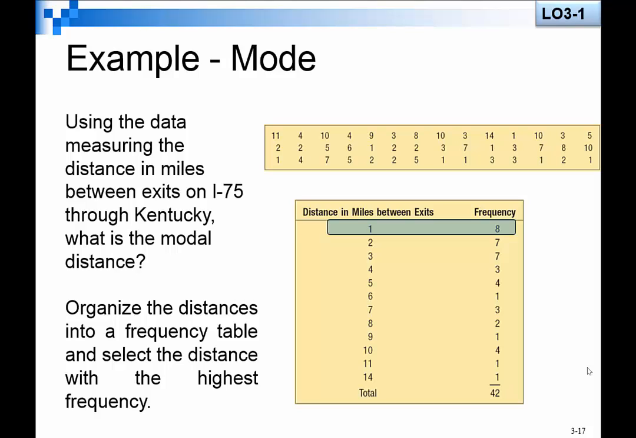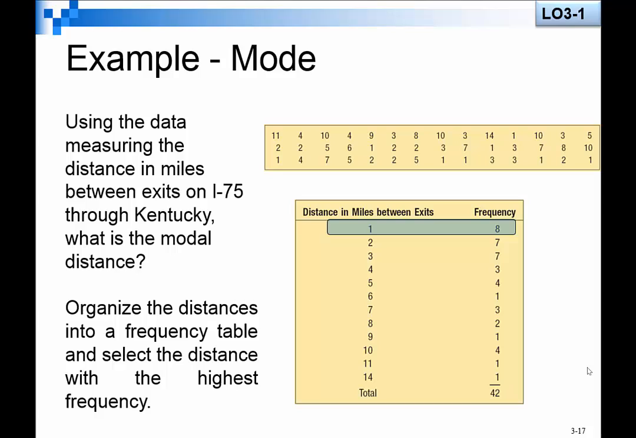Now, unlike the median and unlike the mean, you can have more than one mode. For instance, if we got rid of the 1 and the 8, that first line, you'll notice that the next number is 7 for 2 miles apart and 7 for 3 miles apart. In this case, we would have 2 modes. It would be 2 and 3. So keep that in mind.